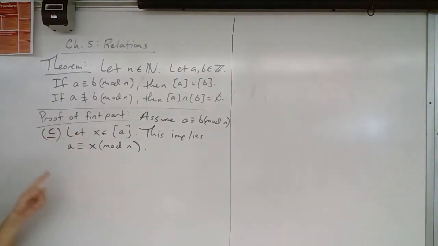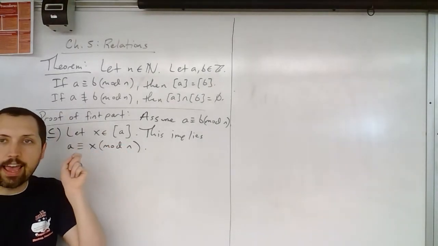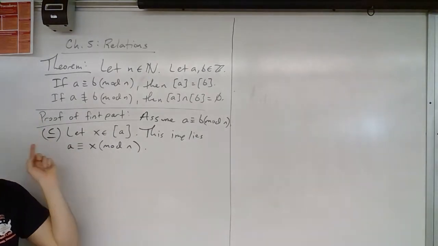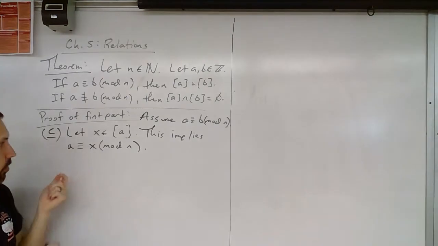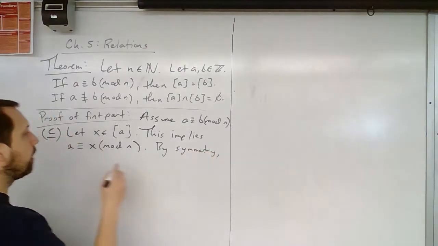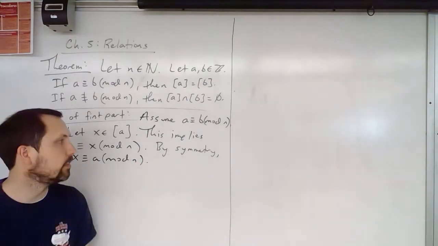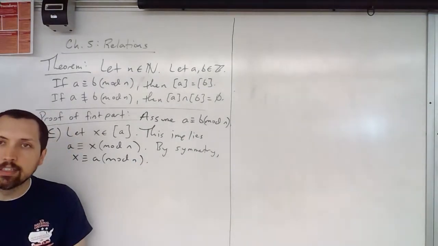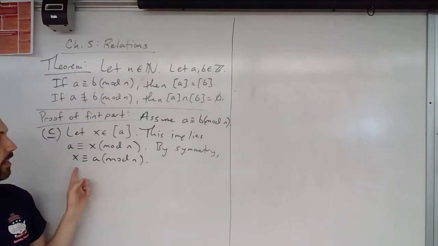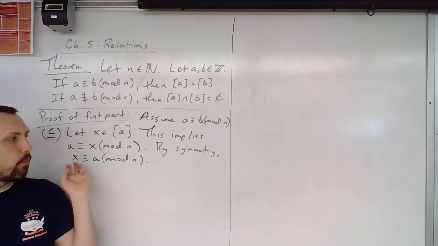So if we have this definition of what it means to be in this equivalence class, this is what we're saying. Now notice that this is the correct order as well, that a is congruent to x mod n. This is what the definition said. But we're going to actually flip these two. So we can say now, by symmetry, x is congruent to a mod n. Now, why are we doing that? Why do we need to switch these two?